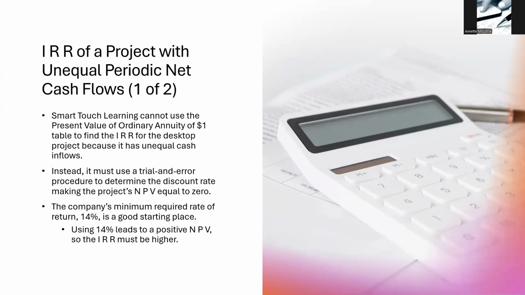Because the desktop project has unequal cash inflows, Smart Touch Learning cannot use the present value annuity of $1 table to find the asset's internal rate of return. Rather, the company must use a trial and error procedure to determine the discount rate that would make the project's net present value equal to zero. For example, because the company's minimum required rate of return is 14%, Smart Touch Learning might start by calculating whether the desktop project earns at least 14%.